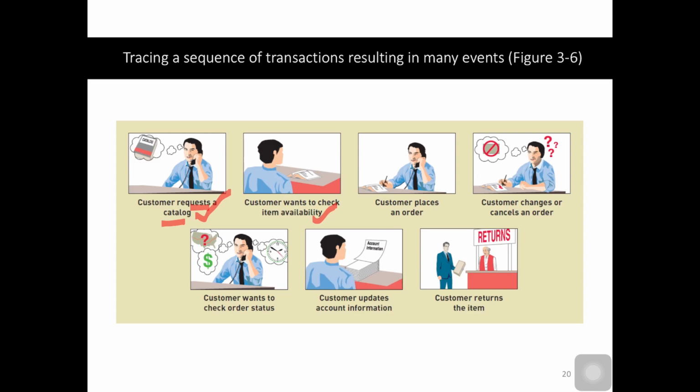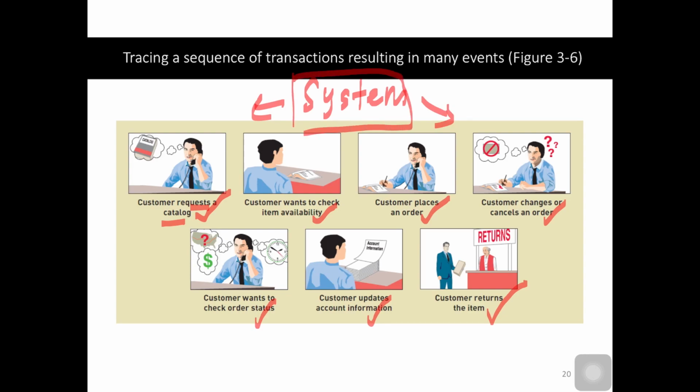Customer places an order, obviously this will impact the system. Customer changes and cancels an order will impact the system. Customer wants to check order status, yes, will impact the system. Customer updates account information, yes, and customer returns the item, yes. So all of these events have an impact on the system where we need to access the system to process all of these events.